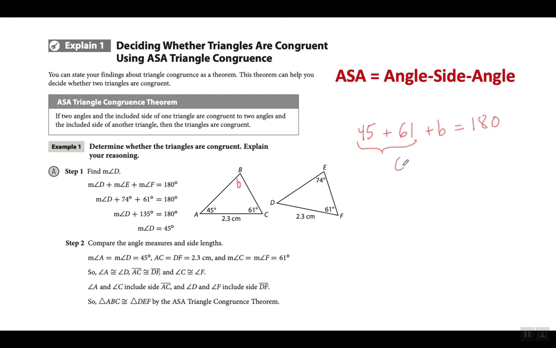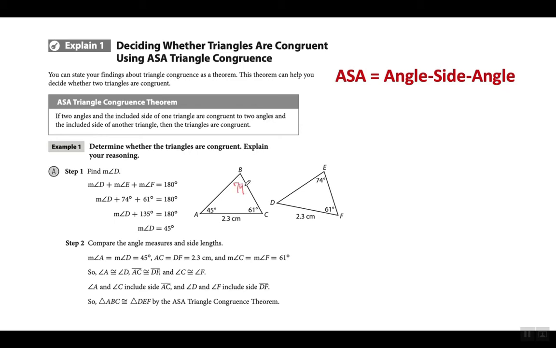So 45 plus 61 is going to give me 106. 106 plus b equals 180. Now I subtract 106 from both sides. So b equals 74. All right, so this angle has to be 74 degrees. Este ángulo tiene que ser 74 grados.